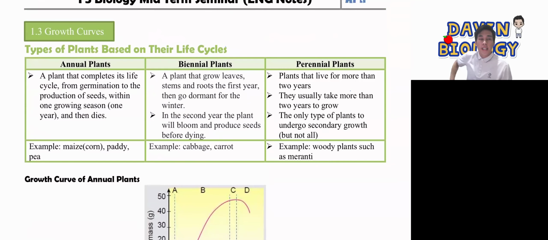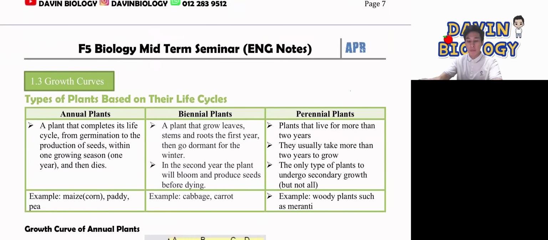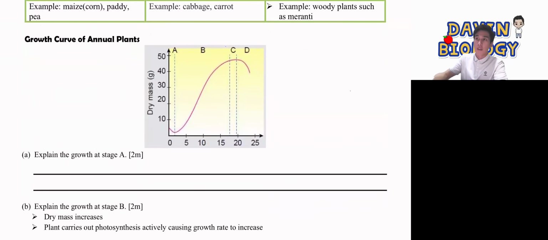Now, for the next thing, growth curves in plants. So types of plant based on their life cycle. This one is okay, you can just listen here. After we do questions, I'll just briefly go through a bit. You can just listen.